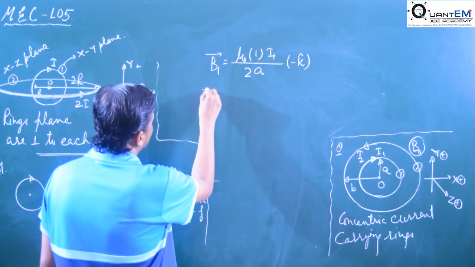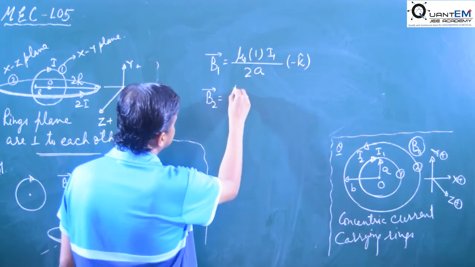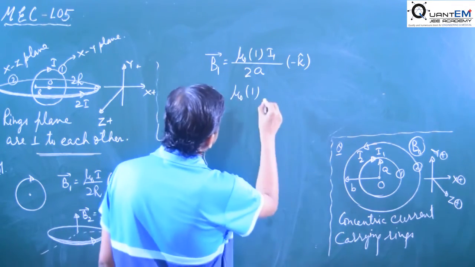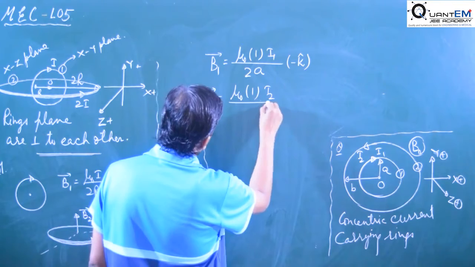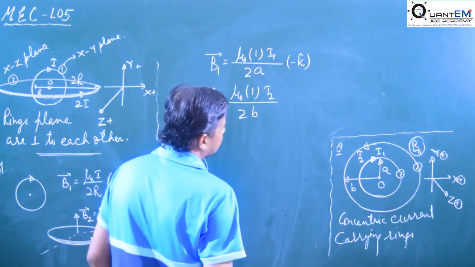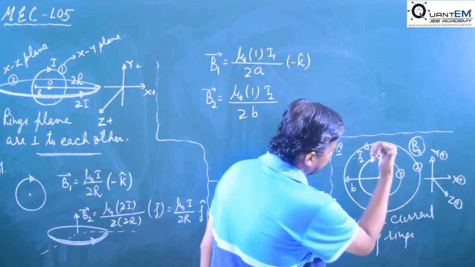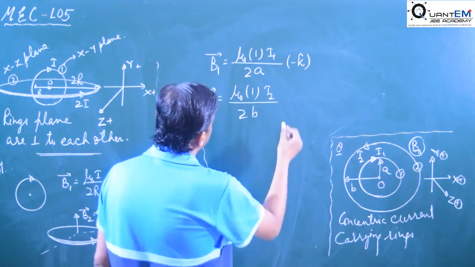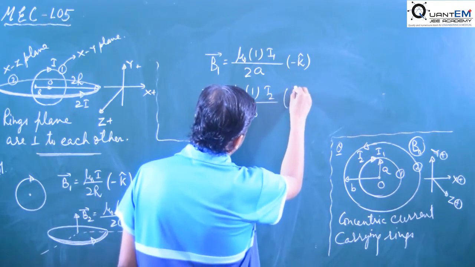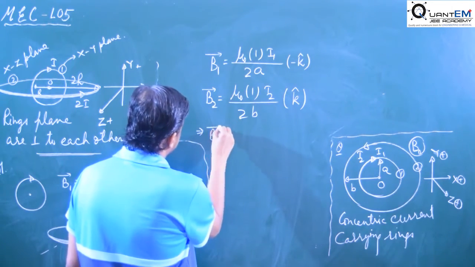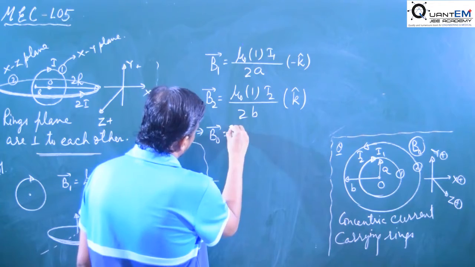Similarly, for the secondary we get the result. Number of turns we have 1. What is current here? It is I2. The radius is 2b. See, current in the outer ring is in anti-clockwise direction, that's why thumb is outside the plane of paper. Outside the plane of paper we have result plus k cap. Then magnetic field intensity at the center we have B1 vector plus B2 vector.